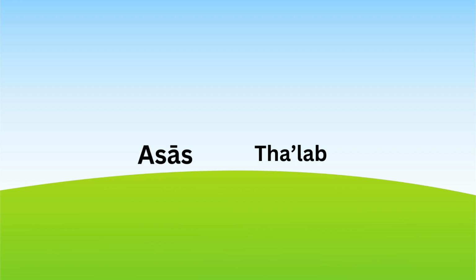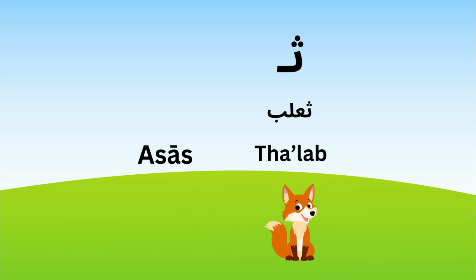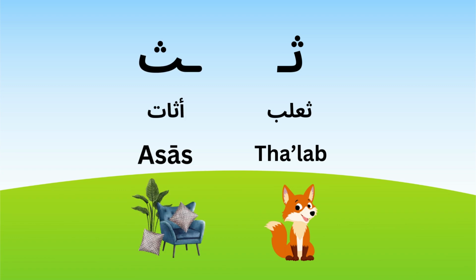Finally, let's learn the letter tha. In the beginning of a word, it looks like this. Example, tharlab. At the end of a word, it looks like this. Example, athath.